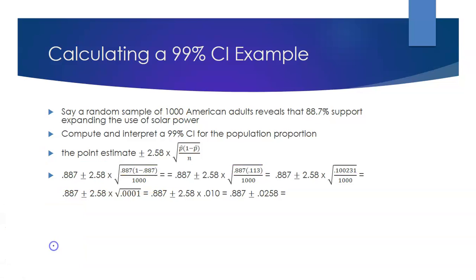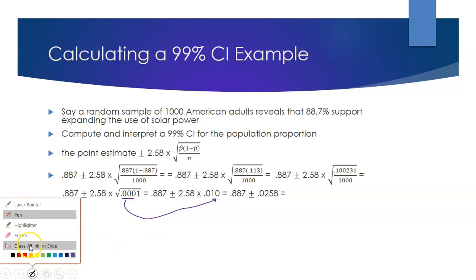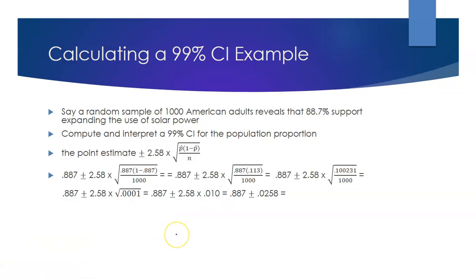Let me erase some things on the slide. Doing that division gives us this value here, 0.0001. Everything else in the equation still is the same until we solve for that standard error. So the last step in solving for the standard error is to then take the square root of that value. So the square root of 0.001 is 0.010. So that's our last step in solving for the standard error. Now we have our formula. This is our formula here that we're going to use to create our confidence interval.